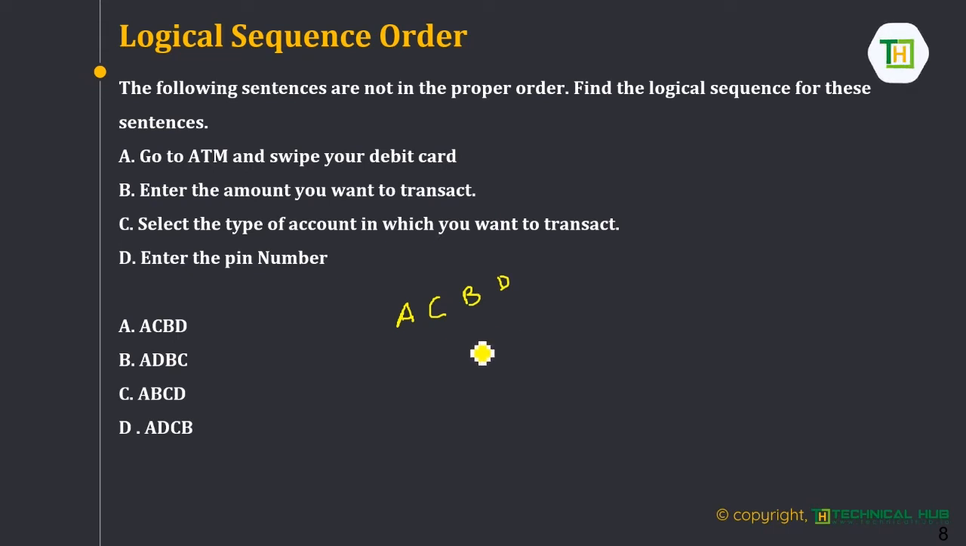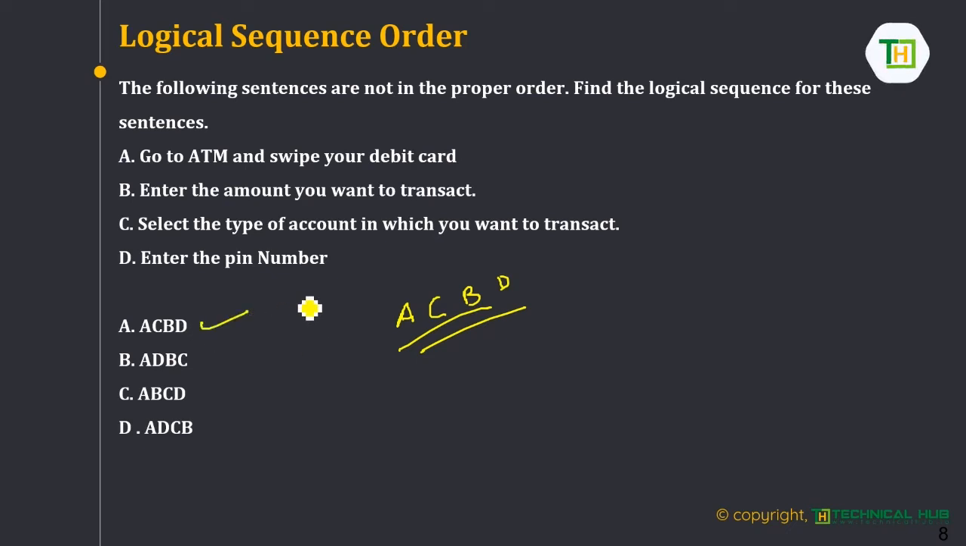Okay, so first one, go to the ATM and swipe your debit card. After that, select the type of account, not directly enter the PIN number. Select the type of account which you want to transact. After that, enter the amount you want to transact. Finally, enter the PIN number. So this is the order, A C B D. So given the options, option A is the correct answer.